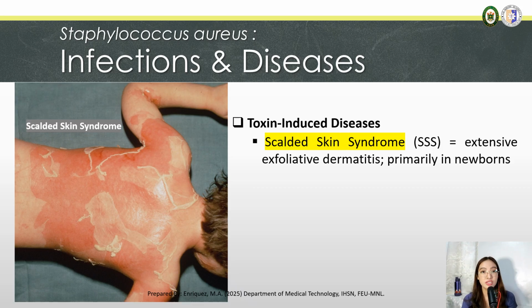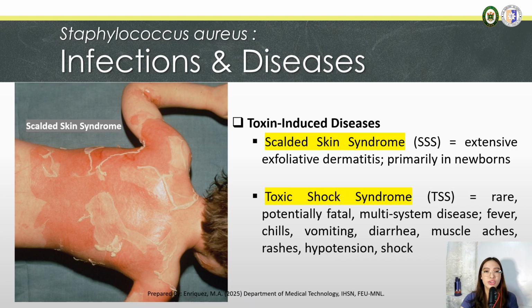Let's now proceed to toxin-induced diseases by Staphylococcus aureus. The scalded skin syndrome, as shown here on the photo to the left, leads to extensive exfoliative dermatitis caused by the virulence factor exfoliatin. So we've talked about this in the previous slides, diba? Exfoliatin or epidermolytic toxins, they're capable of destroying the linkages between the epidermal layers of our skin. So this occurs primarily in newborns and in some children. So as we can see right here, ayun nga po, nagtutuklap or parang nalalapnos yung balat ng pasyente.